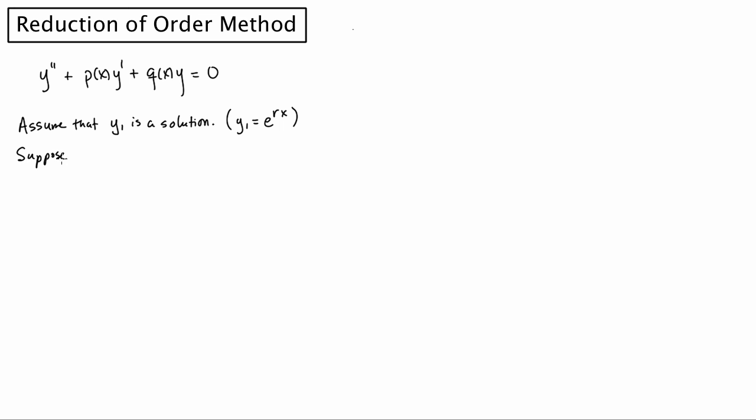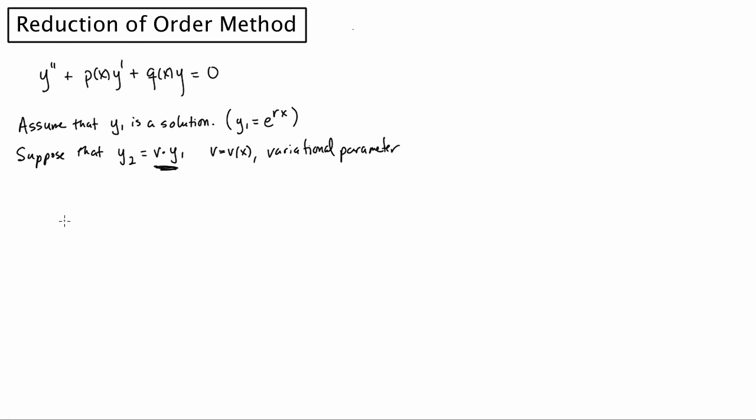Now, I want to suppose that if we have another solution, y2, it's some function times the first one. Here v is a function of x, as are y1 and y2. V is called a variational parameter. We saw this earlier in the semester when we looked at the method of variation of parameters. What we're supposing here is that y2 can be written as another function of x times the solution that we already have.